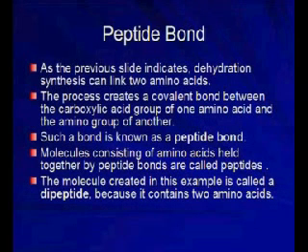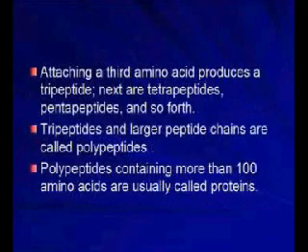Molecules consisting of amino acids held together by peptide bonds are called peptides. A molecule created in this example is called a dipeptide because it contains two amino acids. Attaching a third amino acid produces a tripeptide, next a tetrapeptide, a pentapeptide, and so forth. Tripeptides and larger peptide chains are called polypeptides.